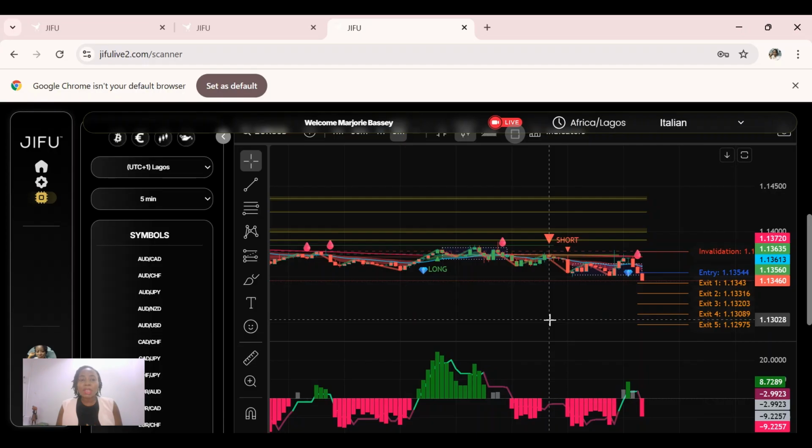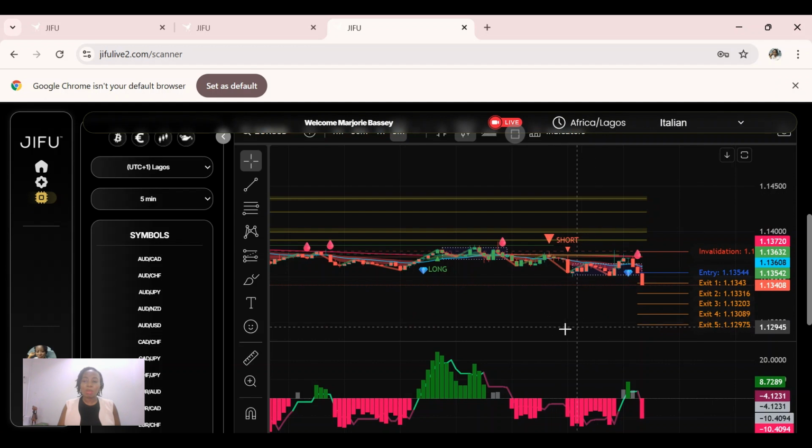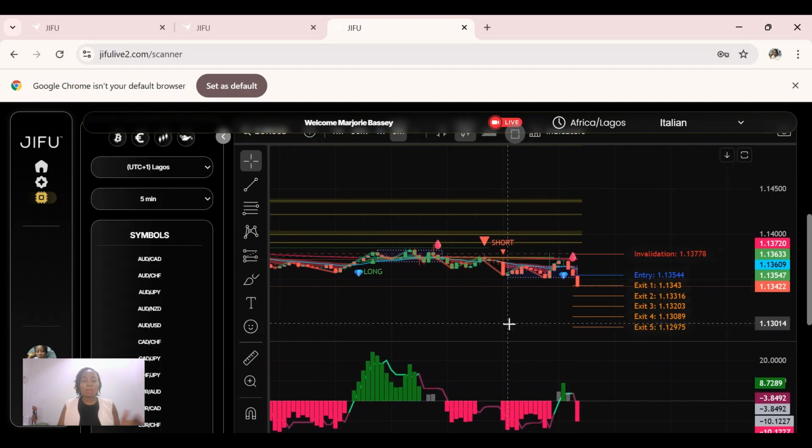The trend wave scanner always gives you the parameters that you need to take a trade. And when I say parameters, what do I mean? What do you need to take a trade? It's very simple. Look at this.